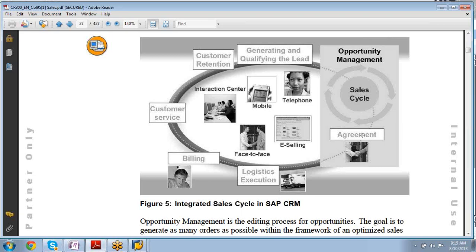And you can see here various modules, various UIs, and various channels which are involved in running your sales business. It can be e-sales, telesales, mobile sales, or direct sales. So in various methods, once you generate the lead, then opportunity management comes into the picture. This is what I was talking about: logistics execution, which is out of our sales, is done by your ERP. But yes, as I said, you should have the basics.